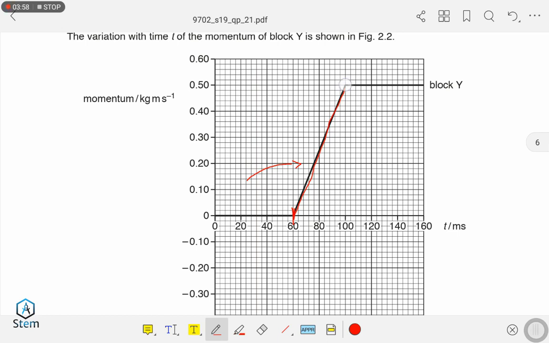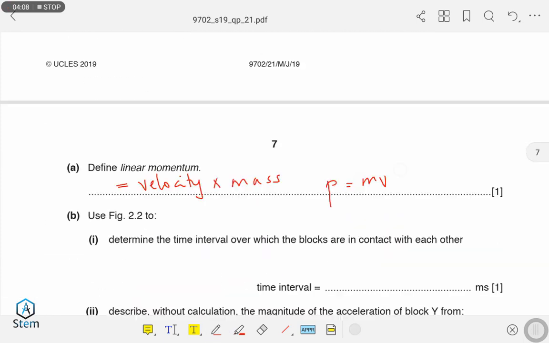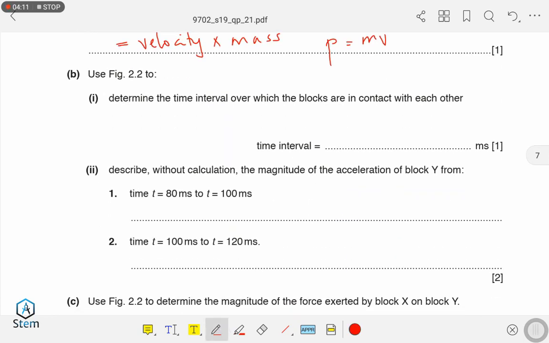This is going to happen until we get to 100. So the time of contact is from 60 milliseconds to 100 milliseconds. We can write that down: 100 from 60, that's 40 milliseconds.